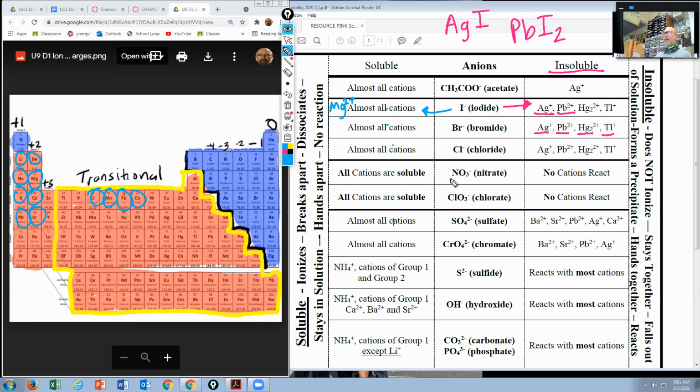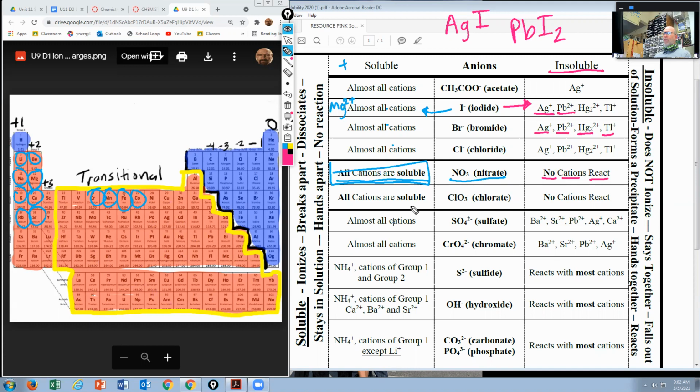Let's take a look at nitrate. Nitrate, ladies and gentlemen, it says all cations, and remember a cation is positively charged, all cations are soluble. So every single ion is in this container here, in this box right here. We're going across. What will form an insoluble or a precipitate? It says nothing will form. No cations react. So nitrate will always be broken apart in solution.